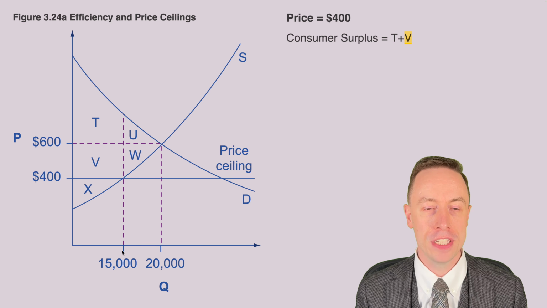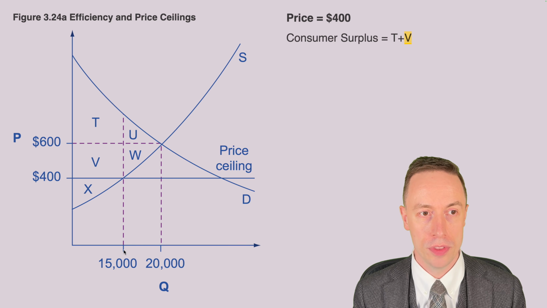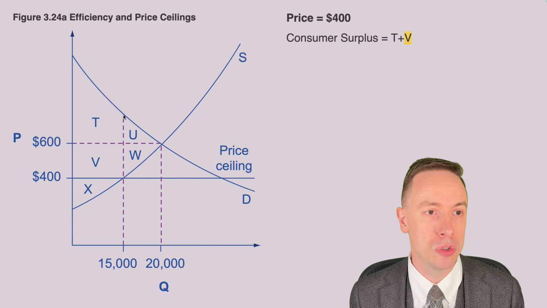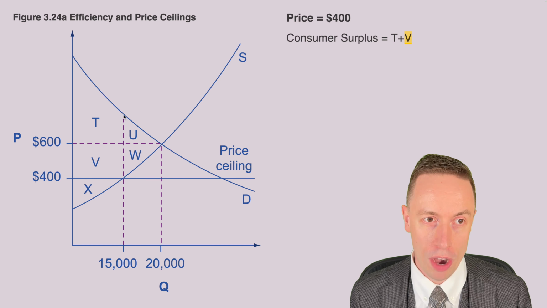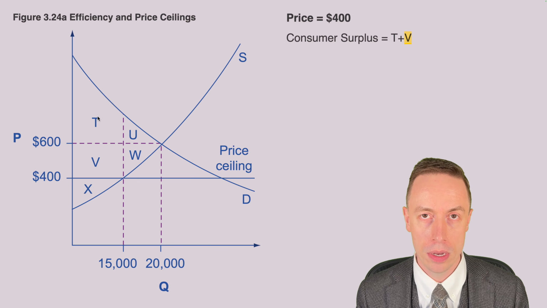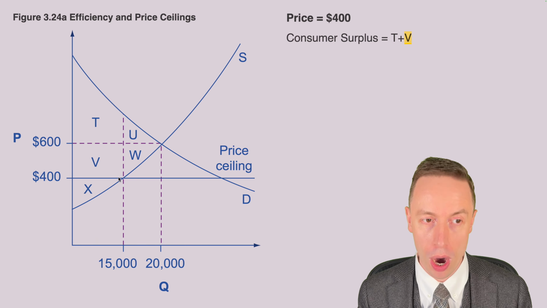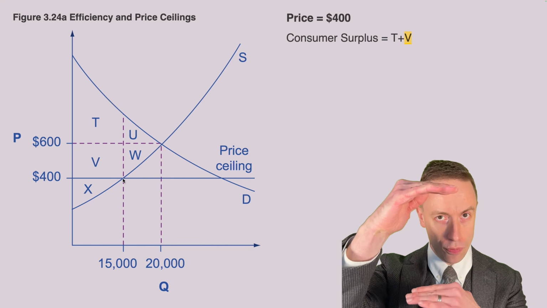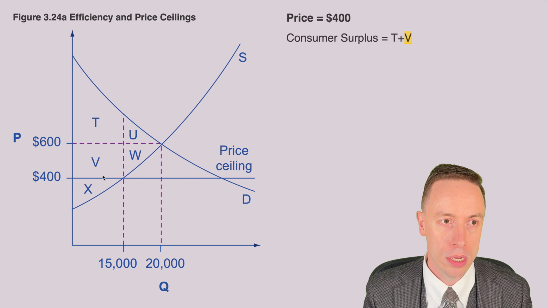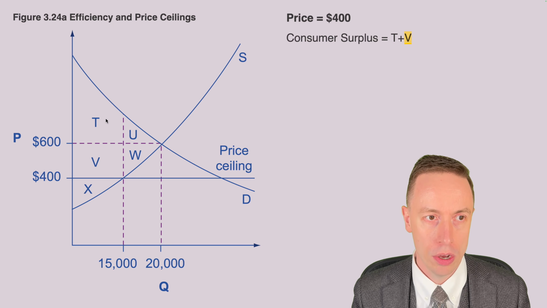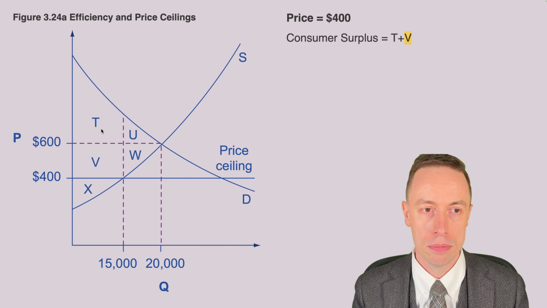Let's talk about V for a second. So our 15,000 buyers here, these 15,000 can buy both when there's a price ceiling and when there's not. However, without the price ceiling, they're paying $600. So their consumer surplus for these first 15,000 is T. With the price ceiling, they're only paying $400. So now consumer surplus is bigger. Same willingness to pay, price falls, bigger difference. That means for these 15,000, consumer surplus actually increases from T to T plus V.